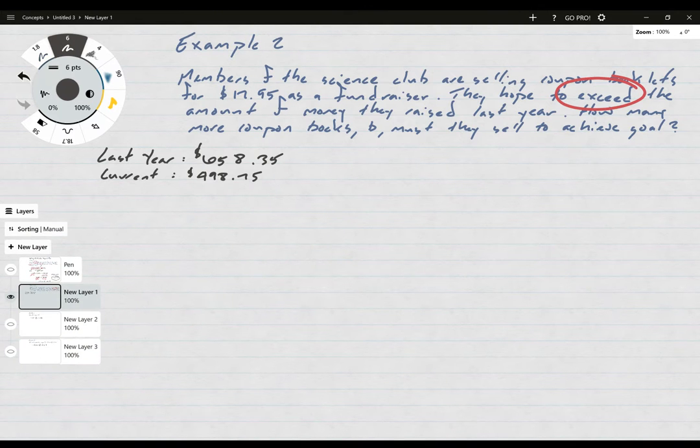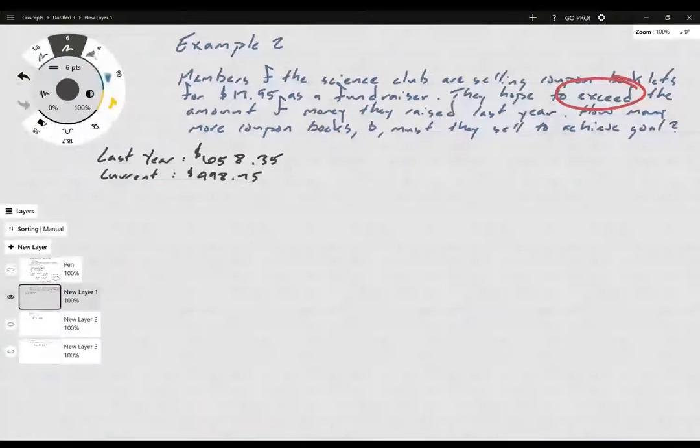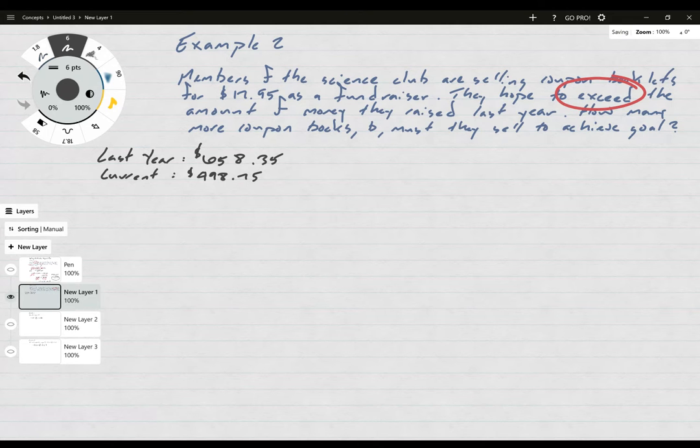Whatever they made this year, plus whatever extra amount they need, is going to tell us how much money they've raised. So we know that they made $498.75 currently. Sorry, let's backtrack. To set up our inequality, we need to know how much they currently made. So the current amount plus the cost of a booklet.